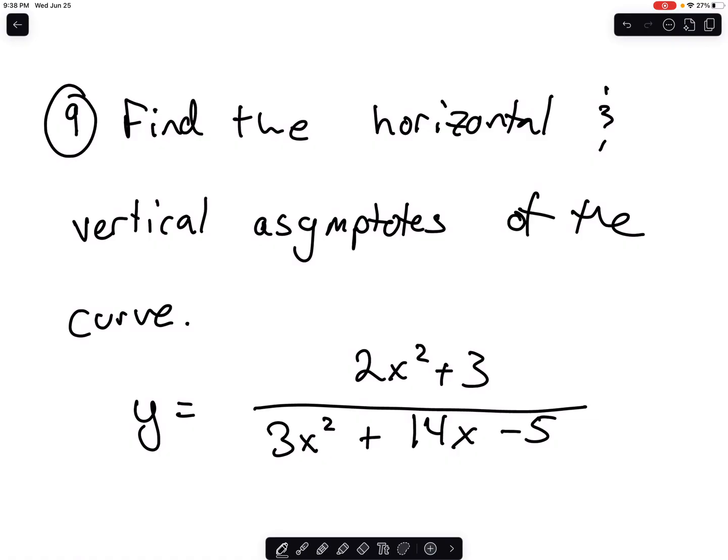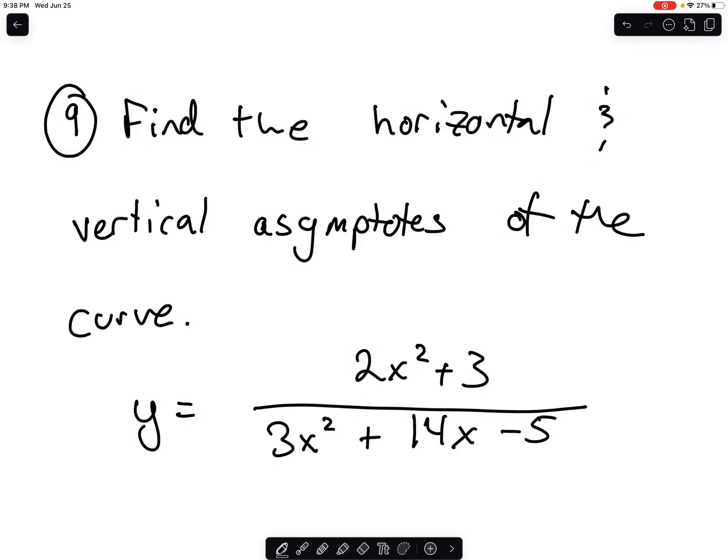We have this question that comes in from calculus. This is from a homework assignment. This is question number 9. It says find the horizontal and vertical asymptotes of the curve. We have y equals (2x squared plus 3) over (3x squared plus 14x minus 5). Okay, so horizontal and vertical asymptotes.